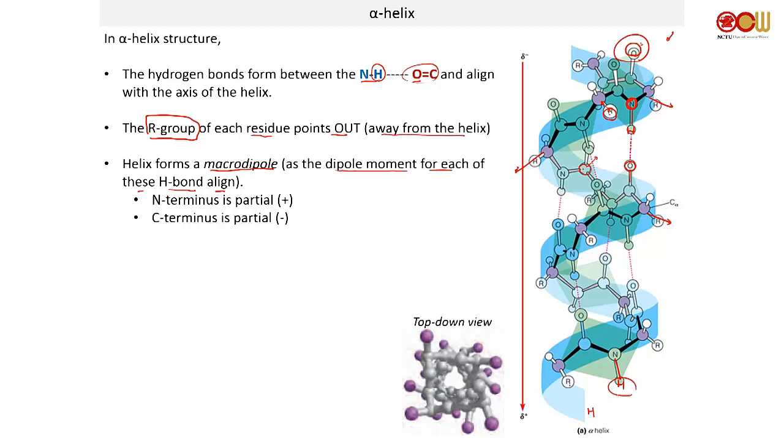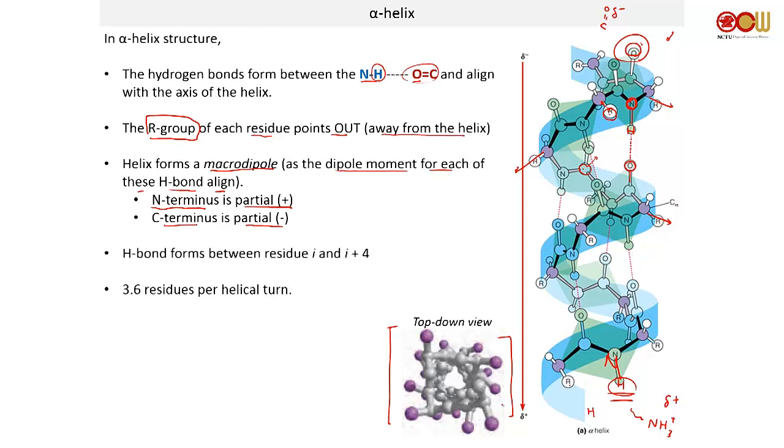As a result, we usually say the N-terminus is partial positive, because the N-terminus has the amino hydrogen, and the C-terminus is going to be partial negative because the C-terminus has the acid group, and the acid group has that C double bond O. So that's going to be partial negative. Here is going to be partial positive. So this guy is going to be partial positive. If you were to take a top-down view on the alpha helix, this is exactly what you'll see. As you can see how it rotates and the R groups spin around the helix.